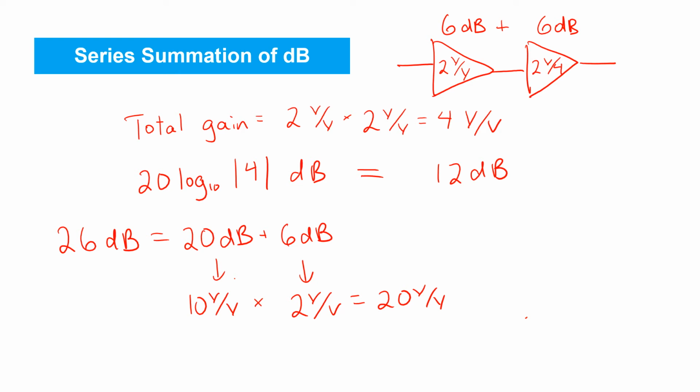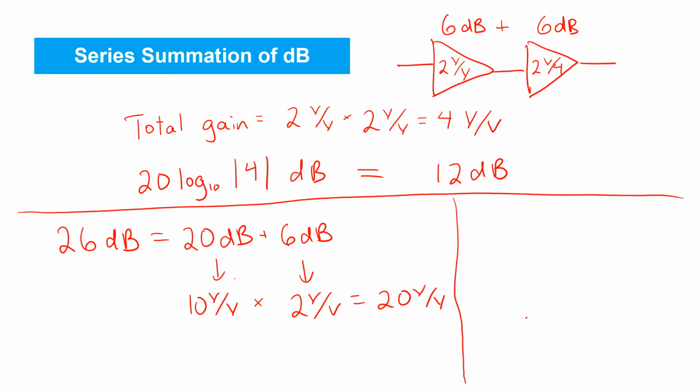One final example of the utility of this kind of logarithmic arithmetic is, say you've got an amplifier with a gain of 42 dB, or some other odd number like that, and your boss asks you to double the gain.